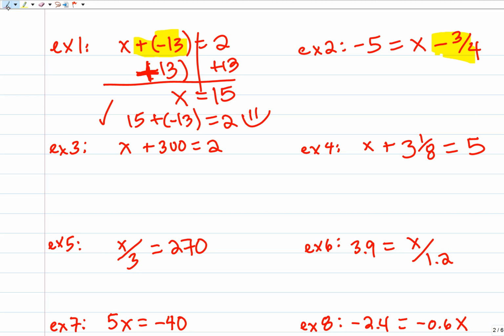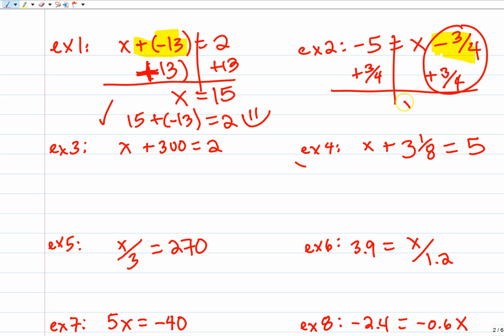So the rules don't change just because the numbers get more complicated looking. Just like we undid this negative with a positive, we undo the subtracting with adding what? If I do it to one side, don't just cross those out. Would negative 3/4 and positive 3/4 cancel out? See, stop and think about it, that those would make 0, wouldn't they? So I would now have the x by itself. On the left side, negative 5 plus 3/4.